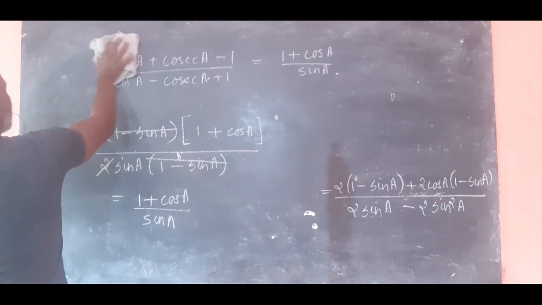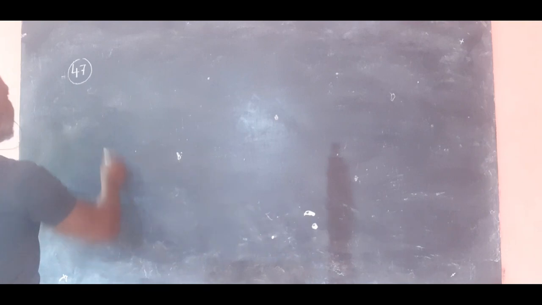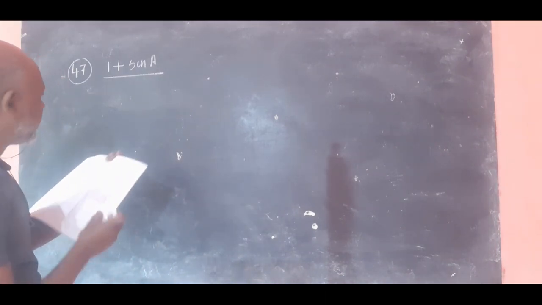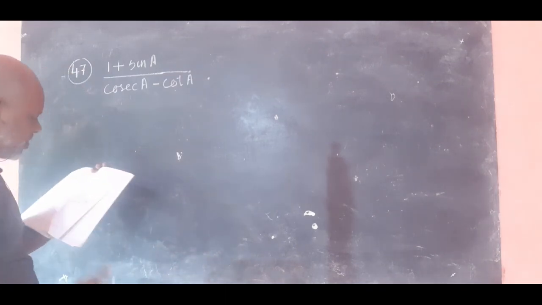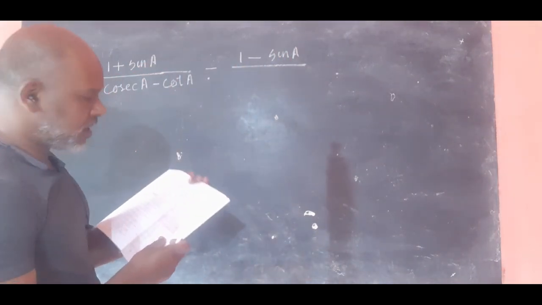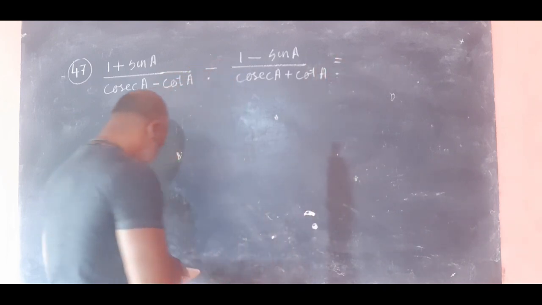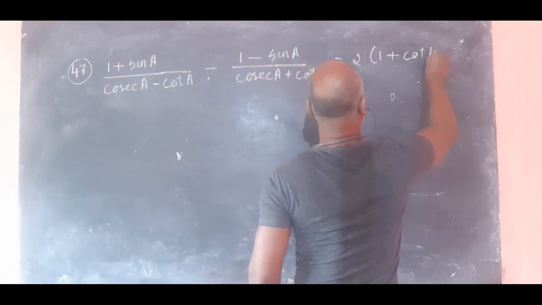Okay, so now we come to question number 47. So question 47 is 1 plus sin A divided by cos A minus cot A, minus 1 minus sin A divided by cos A plus cot A is equal to 2 into 1 plus cot A.